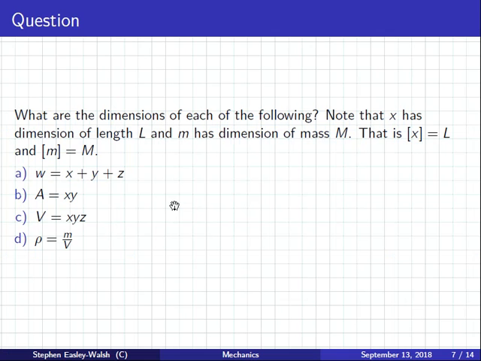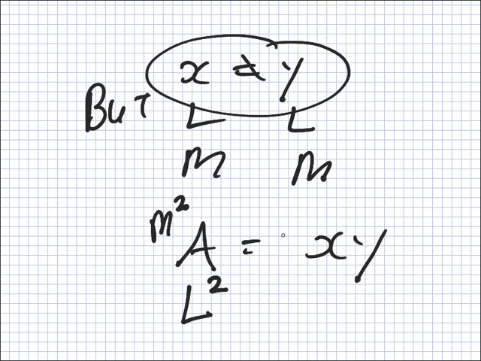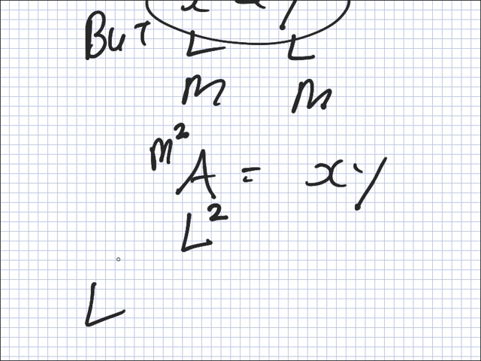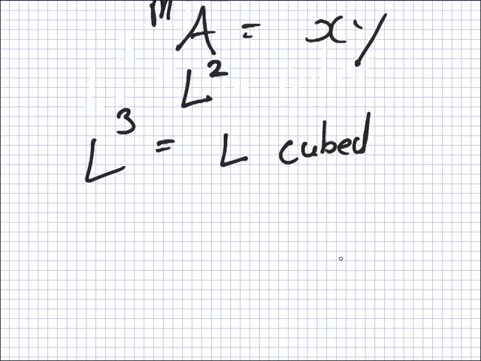What would this one be then? V equals xyz. What's the dimension here? What you got there? L cubed. What's that called? Go on, try. Do you know, Ben? It's cubed. Here, let me give you this.